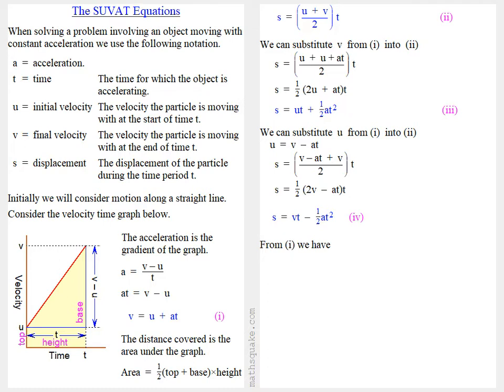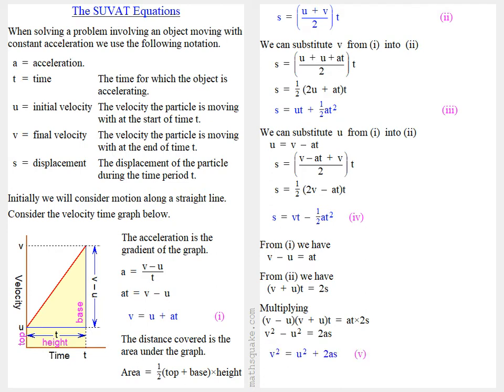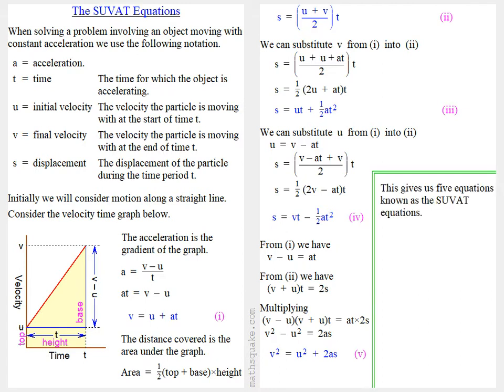And finally from 1 we've got v minus u equals at, and from 2, (v plus u) times t equals 2s. So if we multiply, we get (v minus u) times (v plus u) times t equals at times 2s. And we can cancel the t from both sides and expand the brackets. Now this is the difference of 2 squares, so we have v squared minus u squared equals 2as, or v squared equals u squared plus 2as. And this gives us the 5 equations known as the SUVAT equations. And you should learn these.